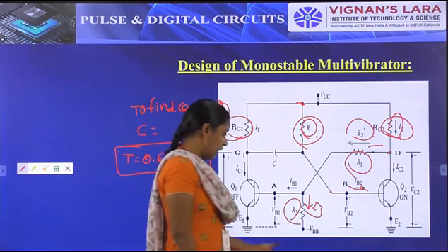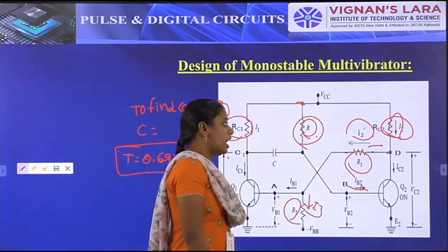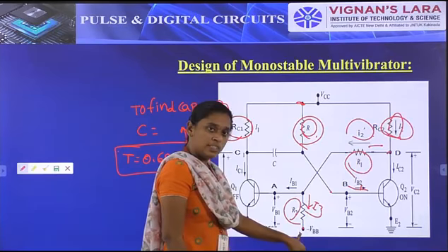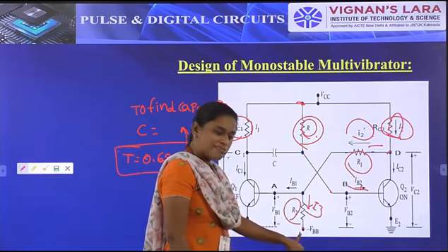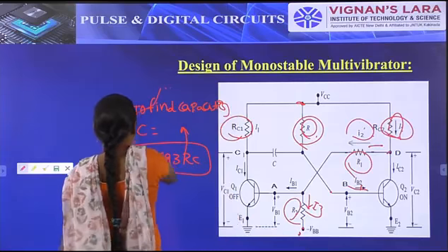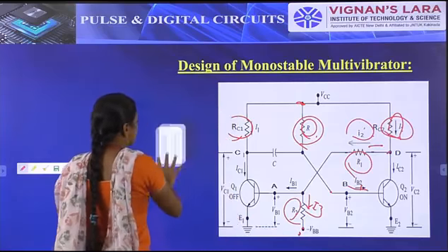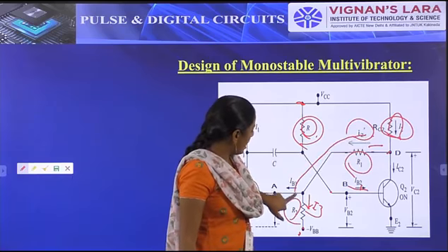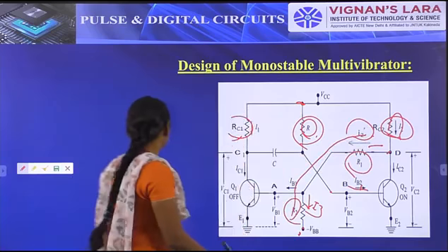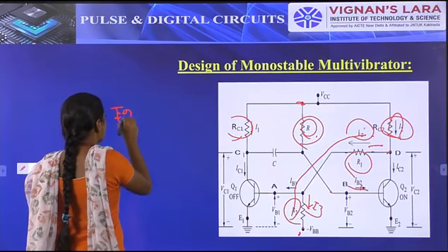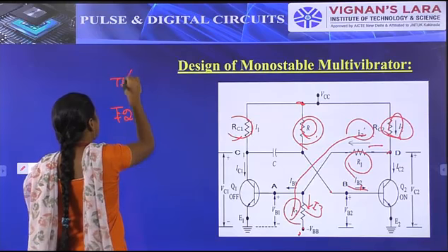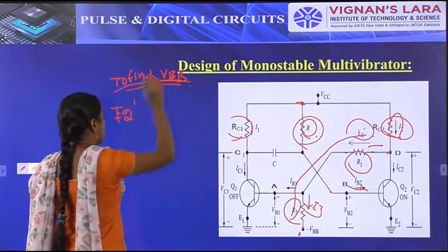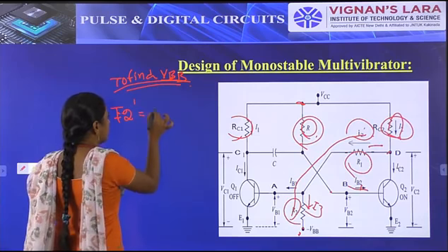After that we have to find the VBB voltage and R1 and R2. So just find the VBB voltage. What is the VBB voltage? VBB is nothing but the biasing voltage. How do we find this biasing voltage? This I2 dash current is flowing through this, that is I3. Simply we say that I2 dash is equal to I3, to find VBB.